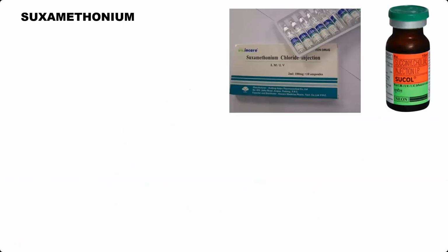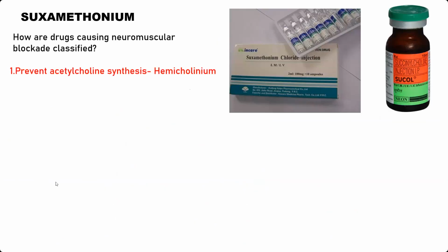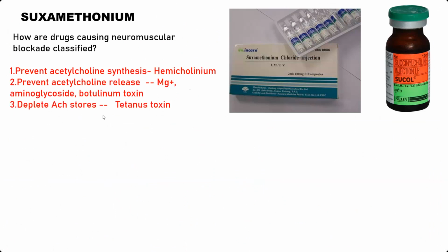Next, muscle relaxants. How are drugs causing neuromuscular blockade classified? Depolarizing and non-depolarizing muscle relaxants. This is the common answer everybody usually gives, but the actual mechanisms include those which prevent acetylcholine synthesis, for example hemicholinium. Those which prevent acetylcholine release, like magnesium, aminoglycosides, botulinum toxin, also cause neuromuscular blockade. And depletion of acetylcholine stores, which happens in tetanus disease, and block of the acetylcholine receptor by neuromuscular blocking drugs, which alone is classified as depolarizing and non-depolarizing.